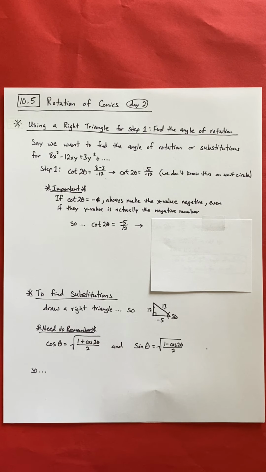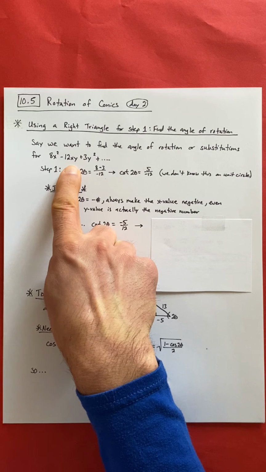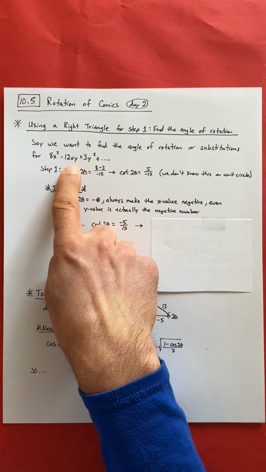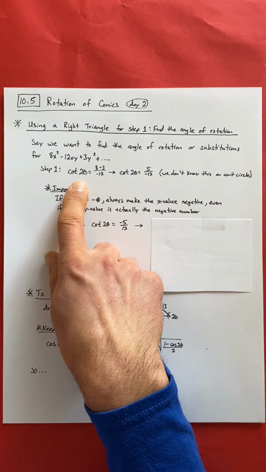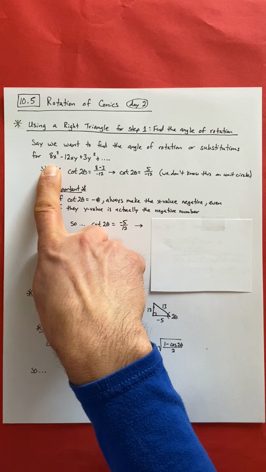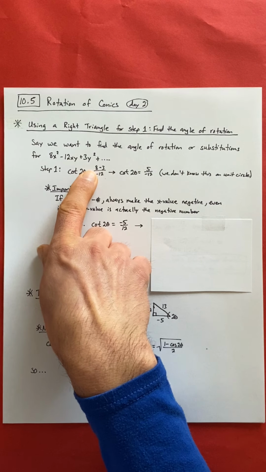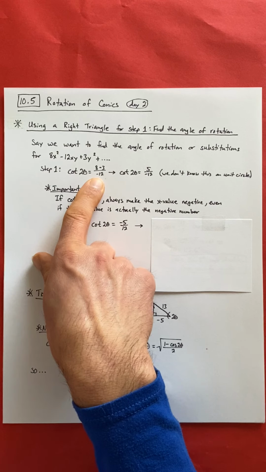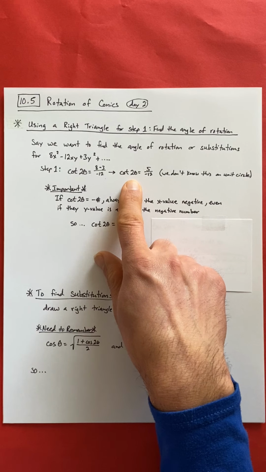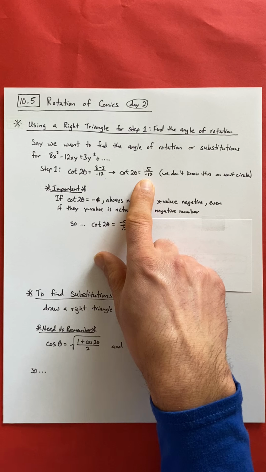So when I look at the problem, I see the xy term and I say to myself, okay, I've got to eliminate the xy term, so I've got to find the angle of rotation. So step 1, I'm still going to do the cotangent of 2 theta. It's going to be a minus c, so it's going to be 8 minus 3, which is 5, divided by b, which is negative 12. So the cotangent of 2 theta is equal to 5 over negative 12.